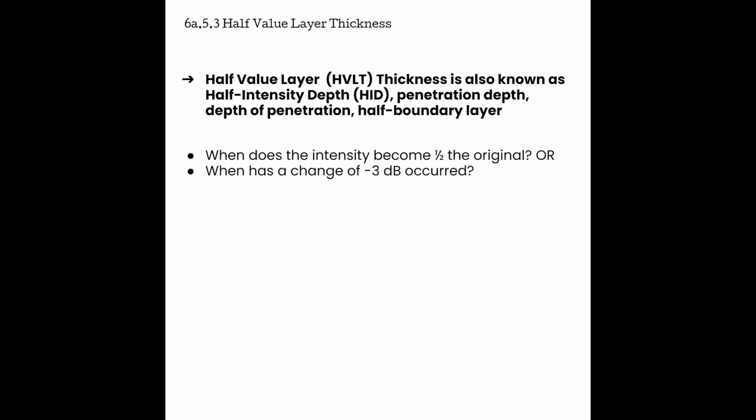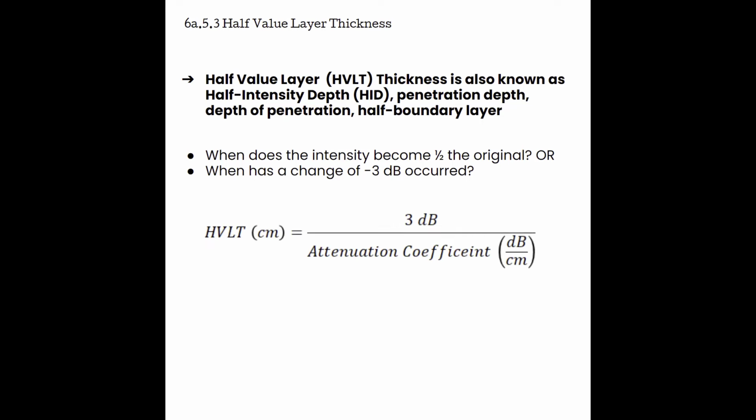If we're looking at half value layer thickness in general terms in any setting of physics, we can say that the half value layer thickness is 3 decibels divided by the attenuation coefficient. Remember, our attenuation coefficient is in regards to soft tissue. Knowing that, we actually have a special half value layer thickness equation that we can use: we can simply take 6 and divide it by the frequency to also calculate the half value layer thickness.